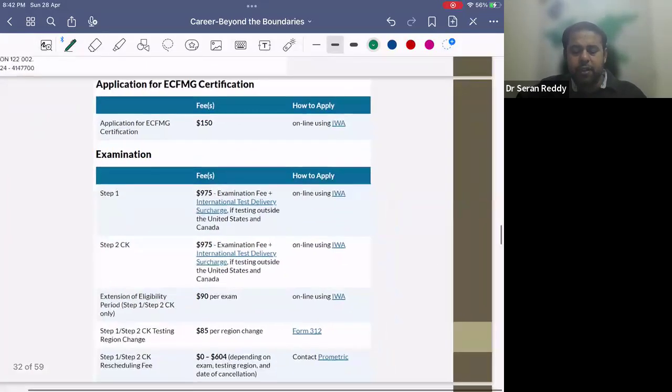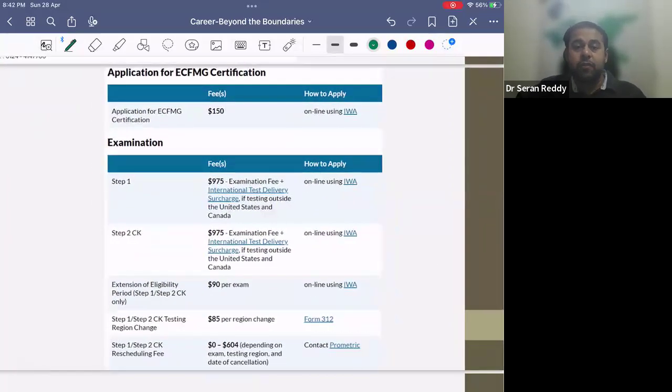And what are the fees? Usually the ECFMG certification costs $150, and Step 1 and Step 2 are close to $1,000 each. You can extend the eligibility period by paying $90, that is like 3 months. Suppose you plan to take the examination in April to May, then you can extend it for a while.